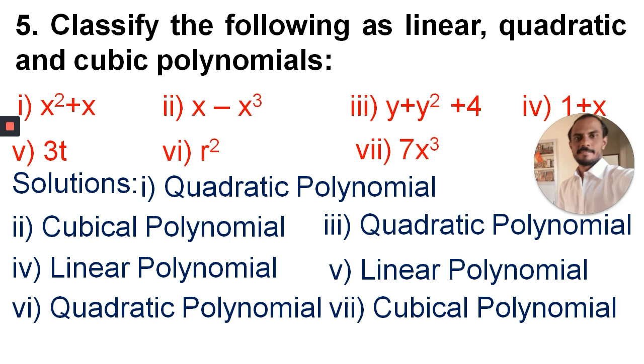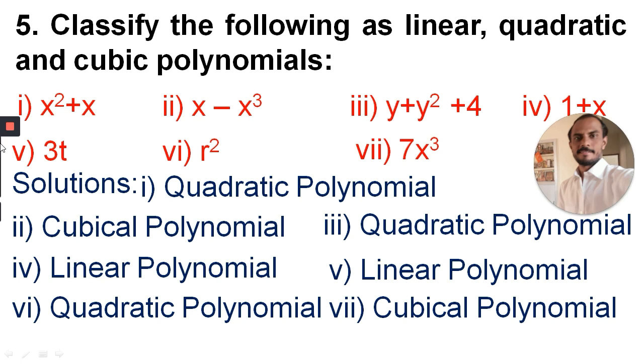And the sixth one, the variable is r, students. It is r square. r square means the exponent is 2. The highest exponent is also 2 only. The degree is 2. Hence the degree 2 polynomial we call what? A quadratic polynomial. See, the sixth one is a quadratic polynomial. And the seventh one, 7x cube, means it is a cubical polynomial. Yes, no doubt at all, it is a cubical polynomial because the highest degree of the variable is 3, students. Okay, we have to move to the next.